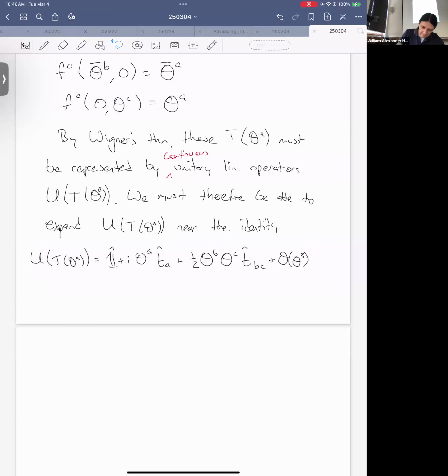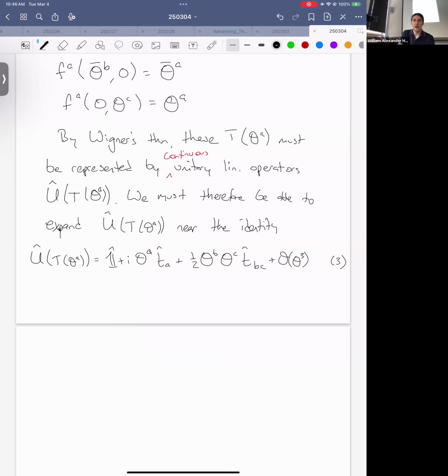I think I'm up to equation 3. Let's call these unitary operators, give them all hats. I think this should be an uncontroversial statement. I'm just doing a Taylor expansion of this U, where I'm expanding using the expansion parameters. And whatever is multiplying those expansion parameters has to be an operator. And I'm just naming it T A and T BC.